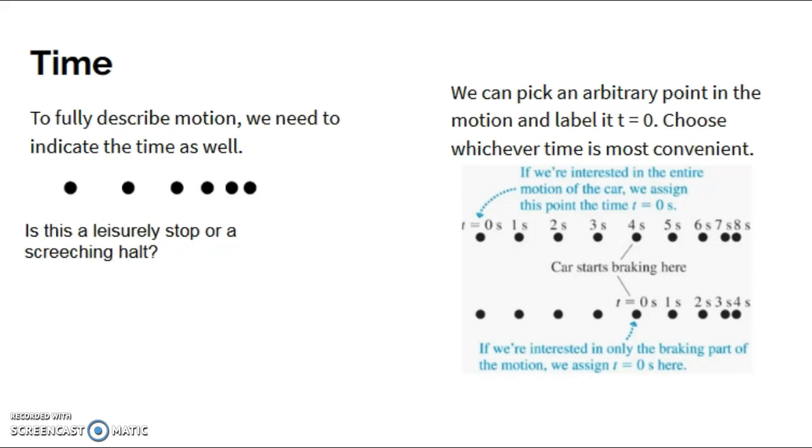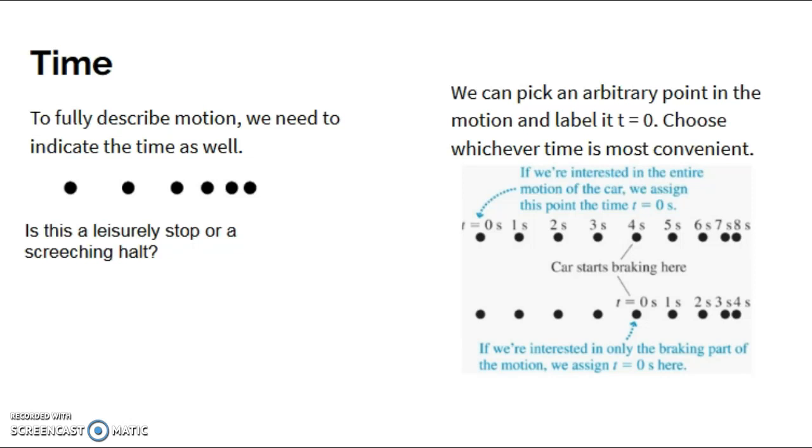So now I'll kind of mention time. Time is very useful in describing motion. It kind of tells us how the rate of things are changing or how they're going. So for example here, if we had a dot diagram as shown here on the left, we're not really sure if this is a leisurely stop or a screeching halt. In fact, here we're not even sure if the object's moving to the right or moving to the left. That's also not indicated. So here labeling time can be really useful.